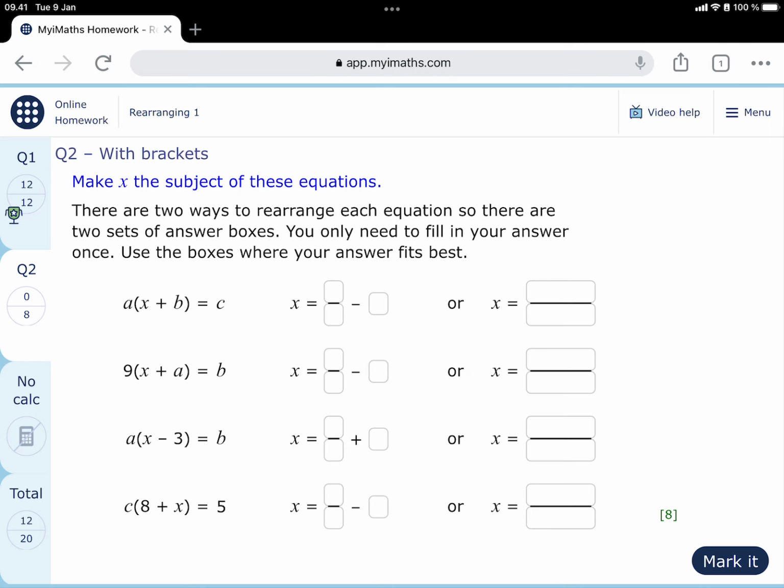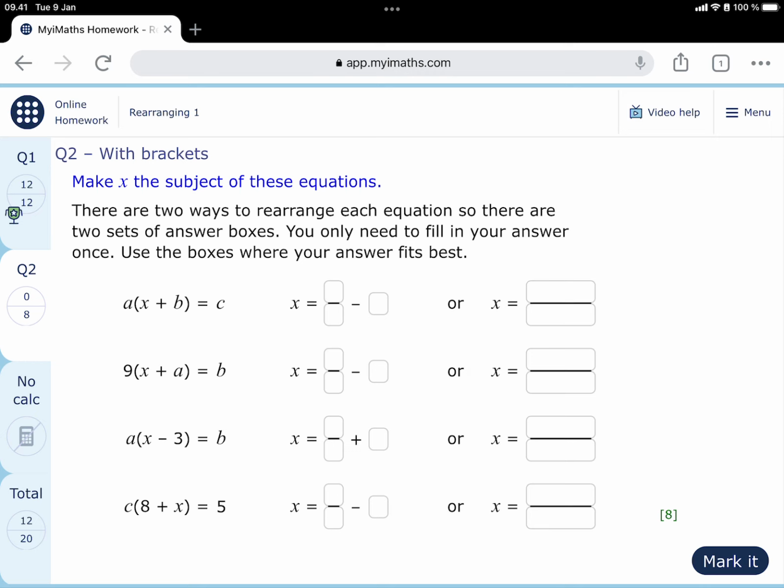So we're looking at question 2 of the MyiMaths exercise, rearranging 1. We have to rearrange these equations to make x the subject. In other words, to express them as x equals something else with all of the other letters. For each of these, there's two ways you could express the answer. Now you only need to fill in one box.